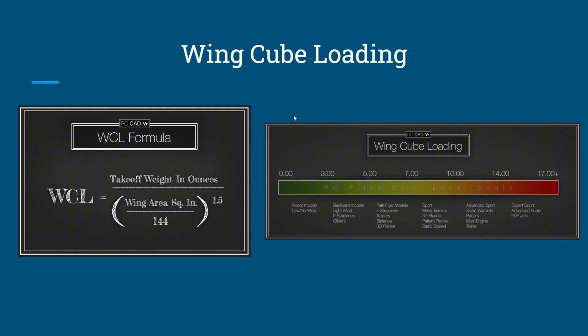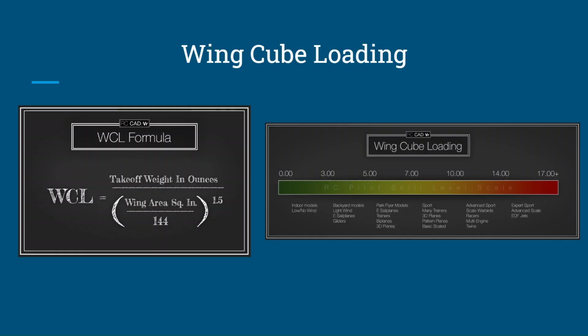Wing cube loading is a parameter that tells us how our aircraft is going to behave, how controllable it is for the pilot. On the right side, we have 0 to 17. If it's 17, you're going to need a very skilled pilot. Wing cube loading is also directly tied to stall speed and your takeoff speed. Your takeoff speed, not as much, but definitely your stall speed. If you have a really high wing cube loading, it's going to be a lot easier for your aircraft to stall. It might have to go a lot slower.